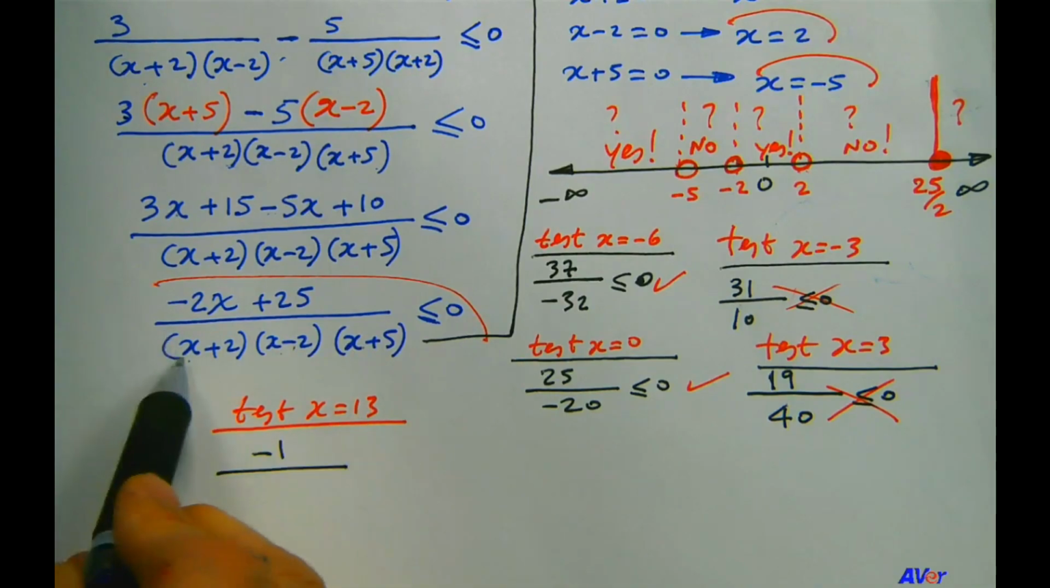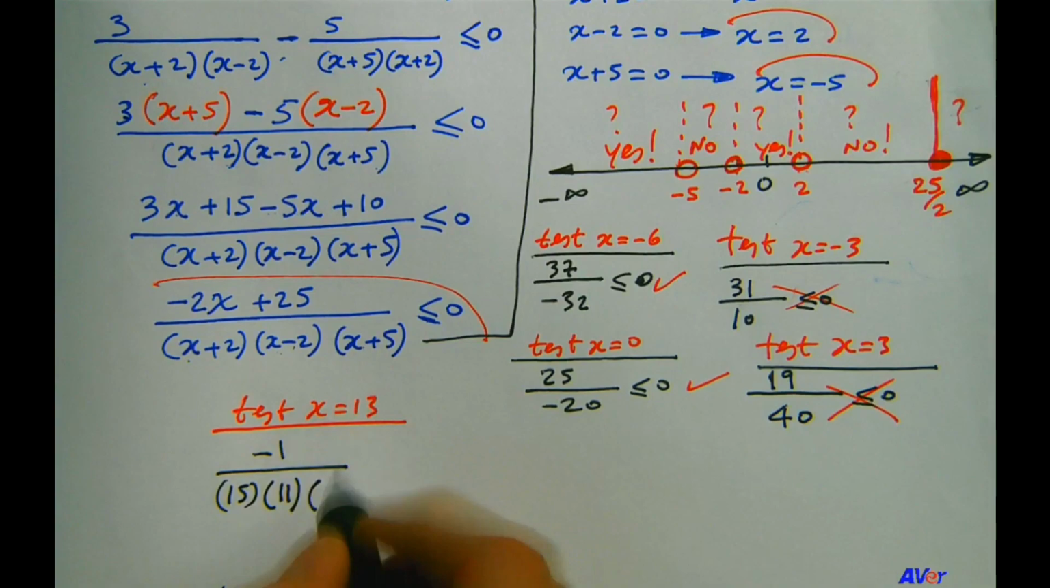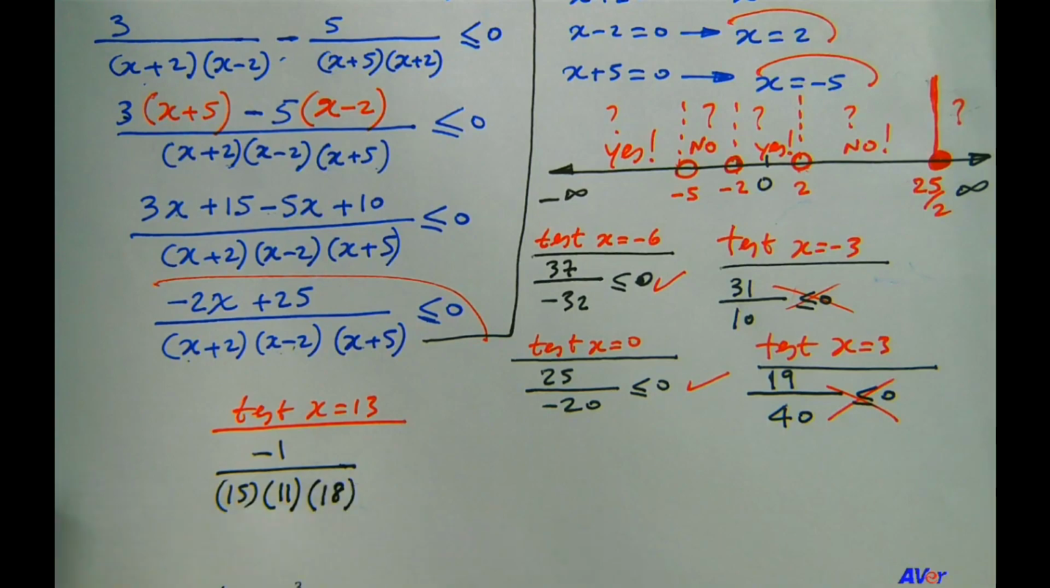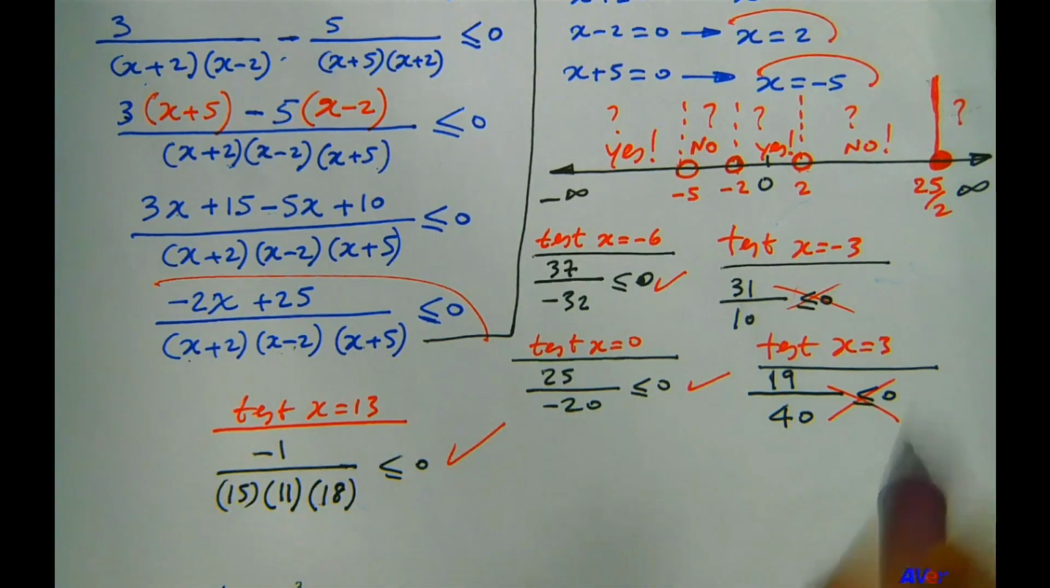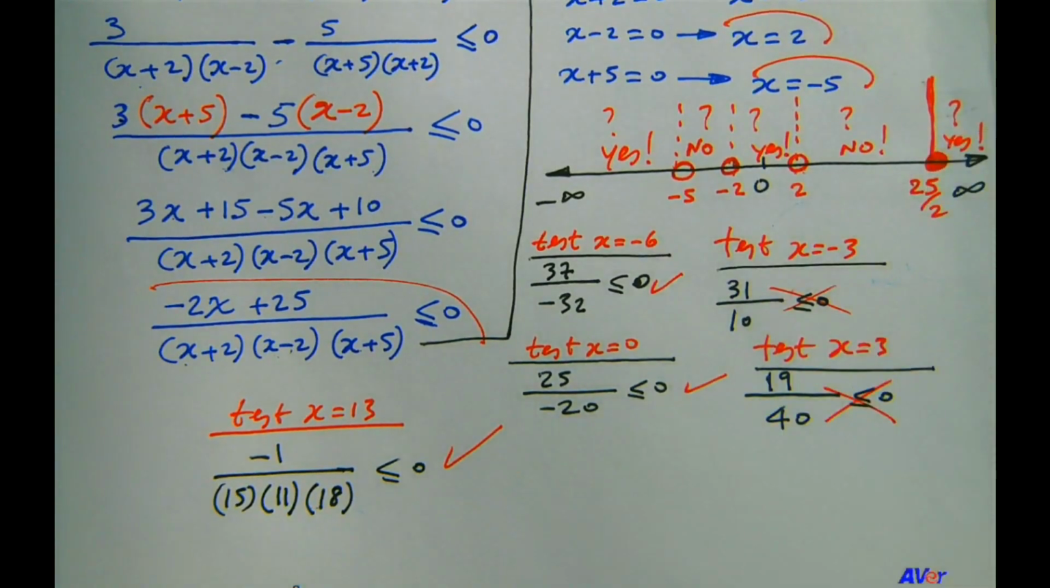Divided by 13 plus 2, that's 15, times 13 minus 2, that's 11, 13 plus 5, that's 18. Right? So 15 times positive 11 times 18. Okay, great. So this whole thing is going to be a negative number, irrespective of what that number is, right? Because of this minus, this whole thing is negative. So yes, that region, x equals 13, that far right side is also part of the solution.